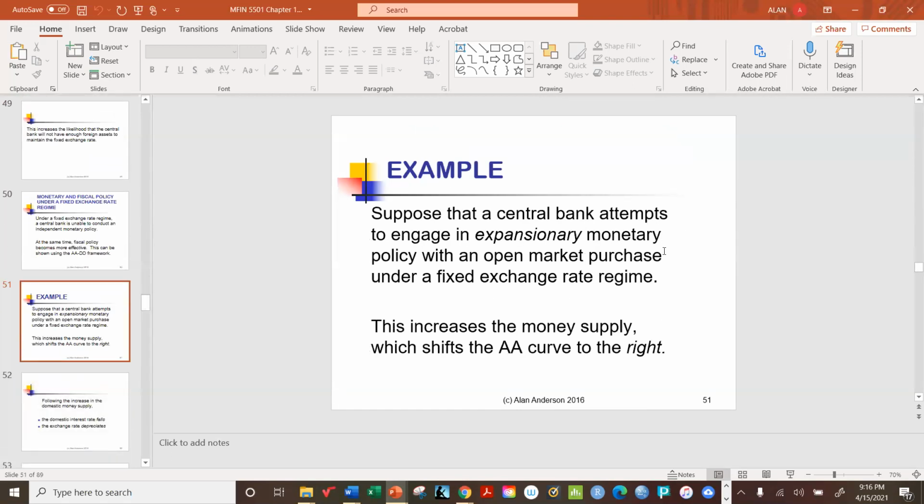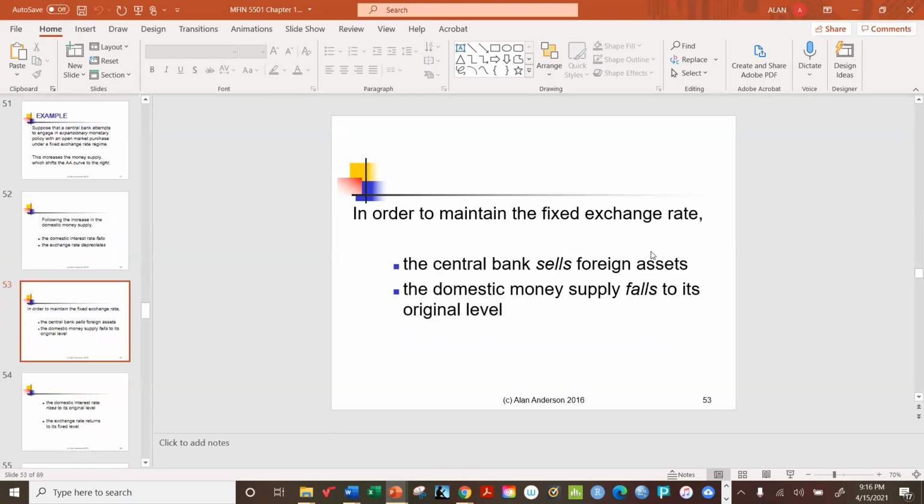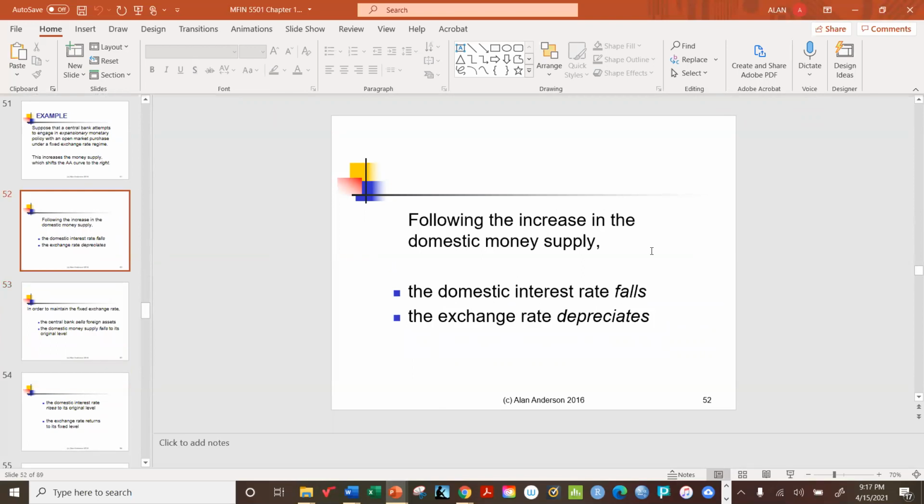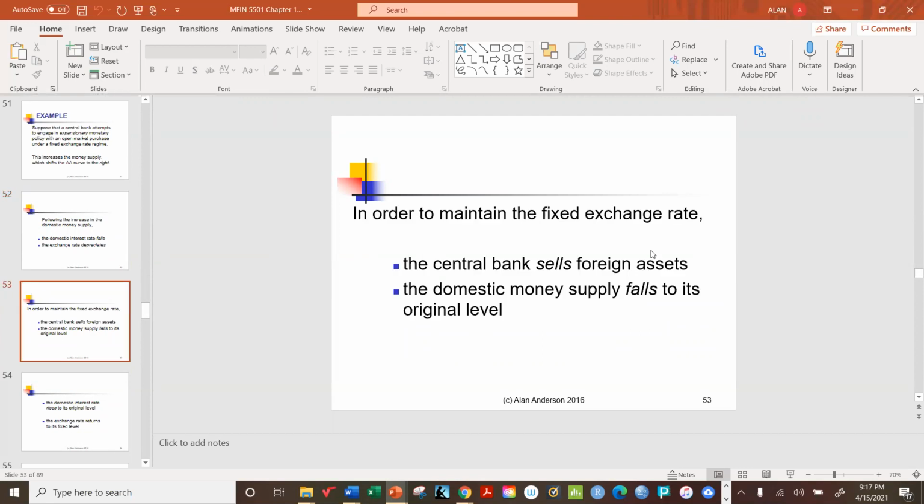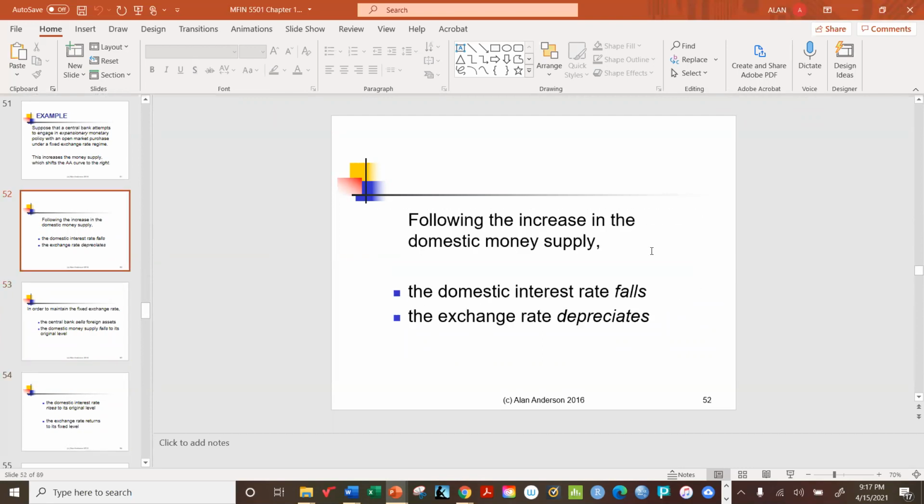So imagine that you've got a fixed exchange rate and your economy is sluggish. You need to do something about it. You decide to increase the money supply and lower interest rates. And so you're engaging in an open market purchase so that you can increase your money supply and lower interest rates. So the AA curve shifts to the right, which sounds like a good idea. So the domestic rate falls and the exchange rate weakens. All right, so we've seen this before.